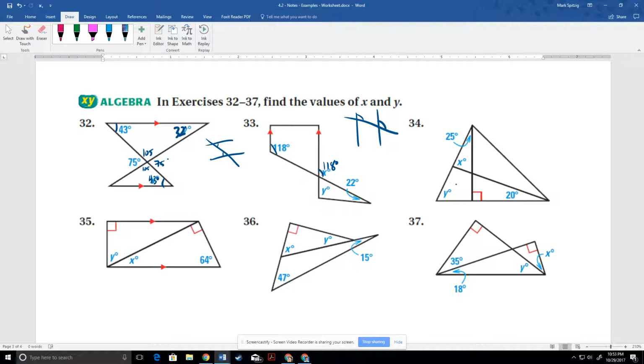And then the angle right under 118 will be 62. And this would be 118, and this would be 62. Now, they may be unnecessary, but I did them anyway. And then now we have 62 plus 22 plus y add up to 180. So it looks like those two together are 84. So we have 96. So y is 96.